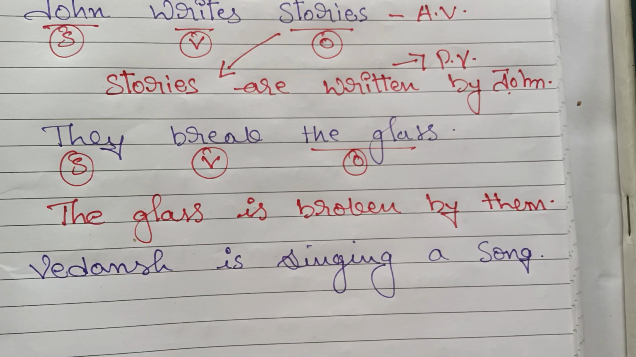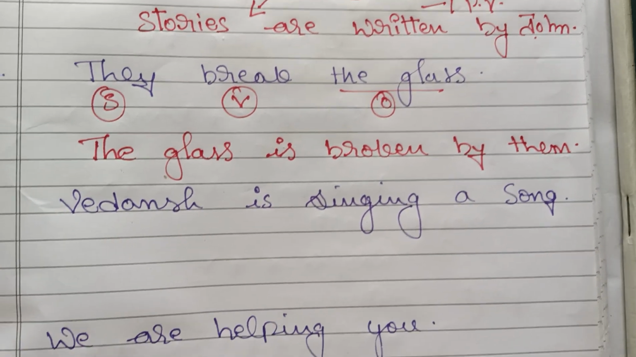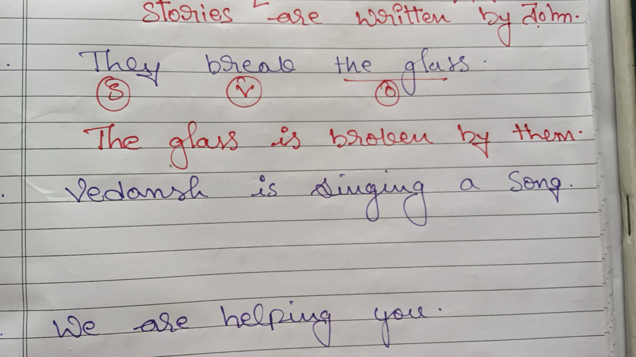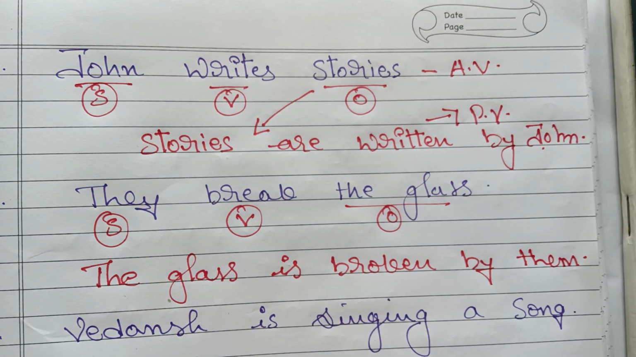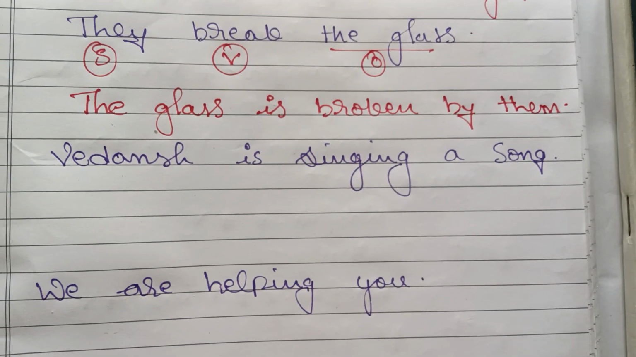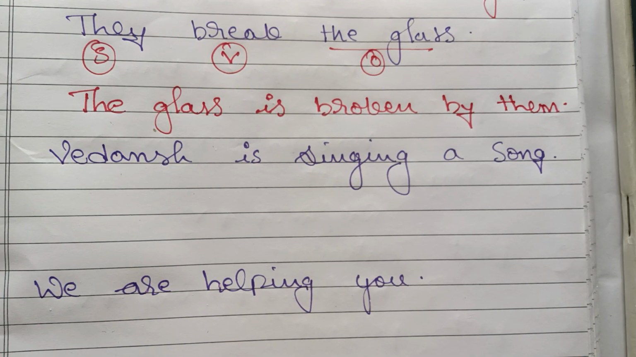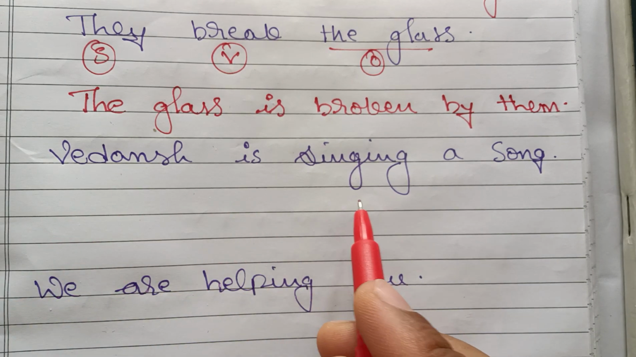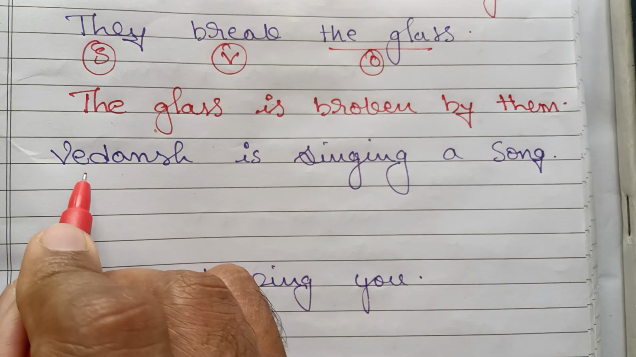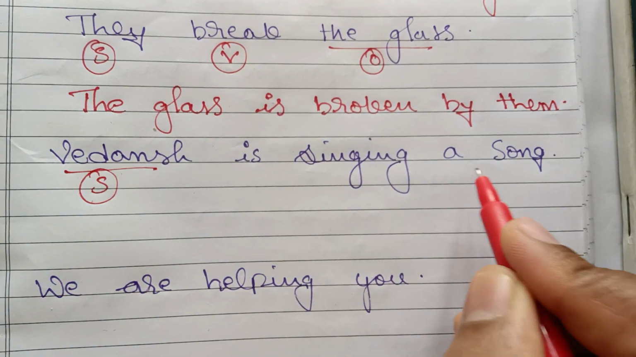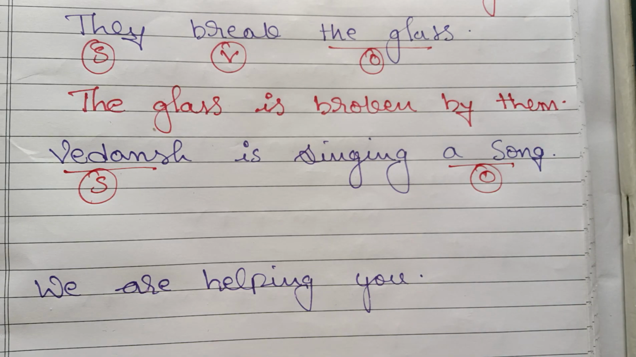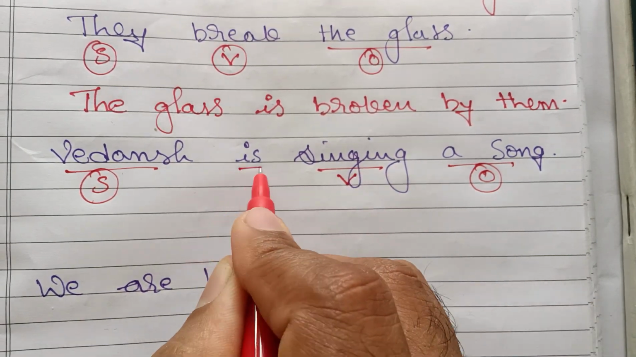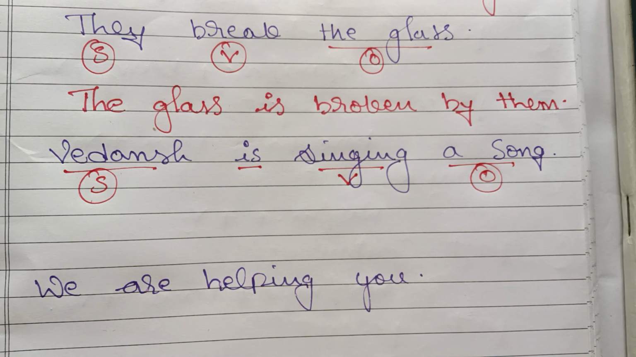That's all. Now already we have done the first two. Now come to the third one. Vedansh is singing a song. In fact, these first two sentences, John writes stories, they break the glass, they come under simple present tense. And now we enter into the second tense, present continuous tense. See this, Vedansh is singing a song. What is our task? First identify the subject, Vedansh, object, a song, identify that singing main verb, then is we can say auxiliary or a helping verb.